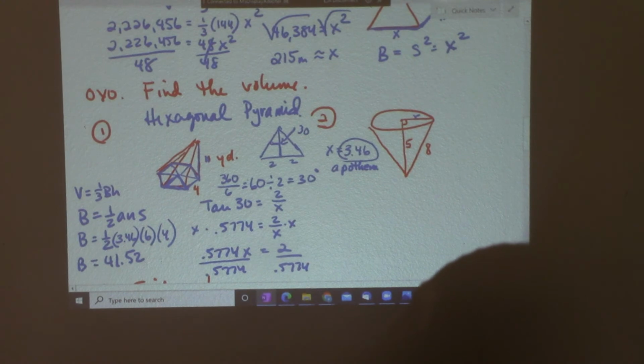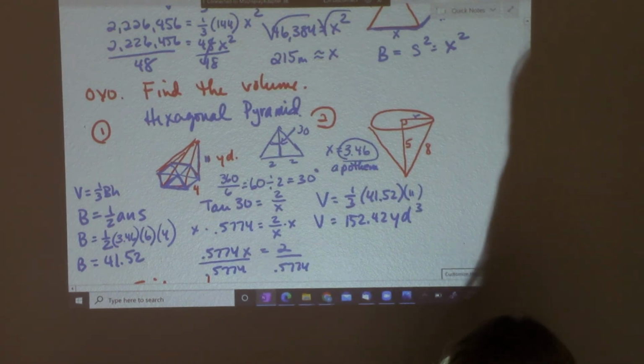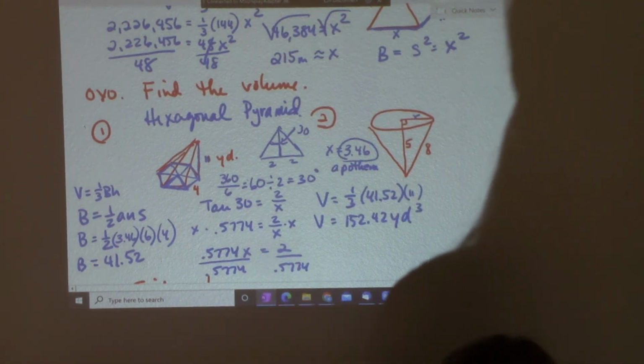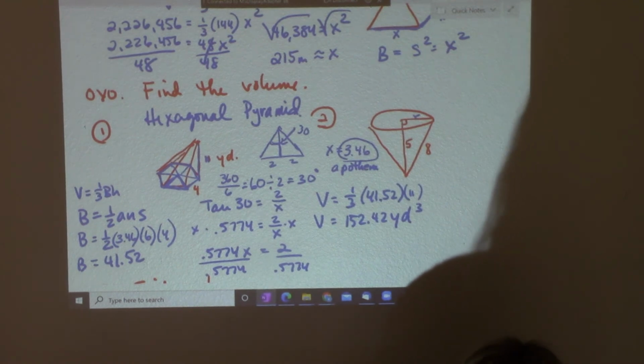Okay, so I have now the volume is 1/3 times the base area, 41.52 times 11, which is the height, right? And if I work that all out, I get 152.42 yards cubed. So really, the hardest part of this problem is doing the base area, the hexagon, right? I know you were hoping to probably want to forget that, but it comes back, so we can't forget that. And that's okay, because you're going to need it for the future in math.